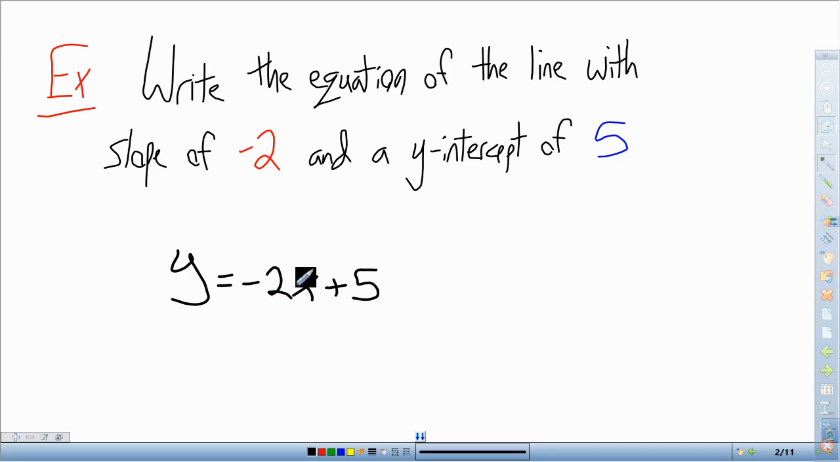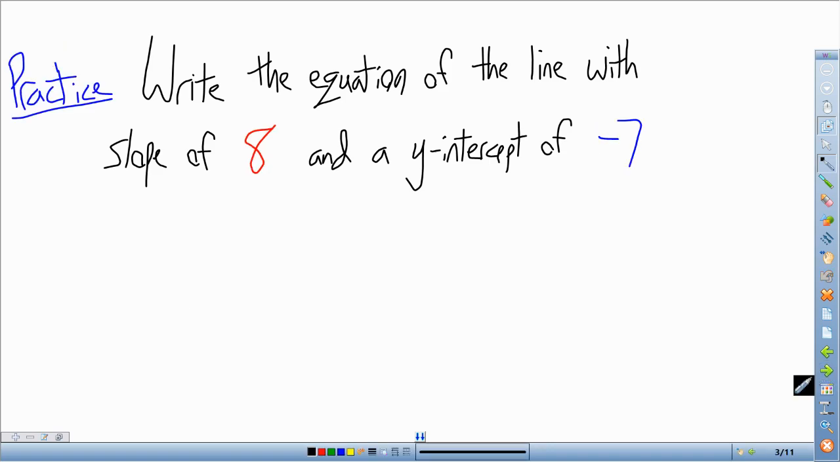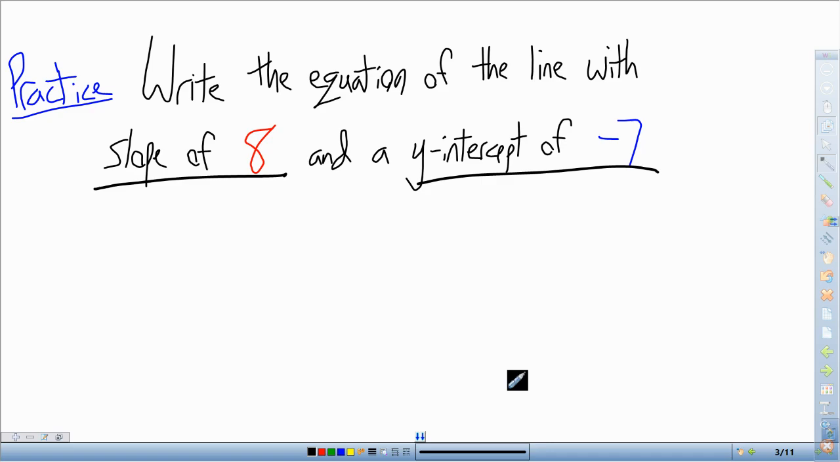Just one thing to remember, sometimes we like slope to be a fraction, but on this, it's okay if you don't have it as a fraction since we're not actually asked to graph it, but just know normally we would want it to be a fraction so we could do rise over run. Okay, so with that in mind, real quick, go ahead and get this problem. You can probably just write slope of 8, y-intercept of -7, and then get your answer. Okay, go ahead and try it out.